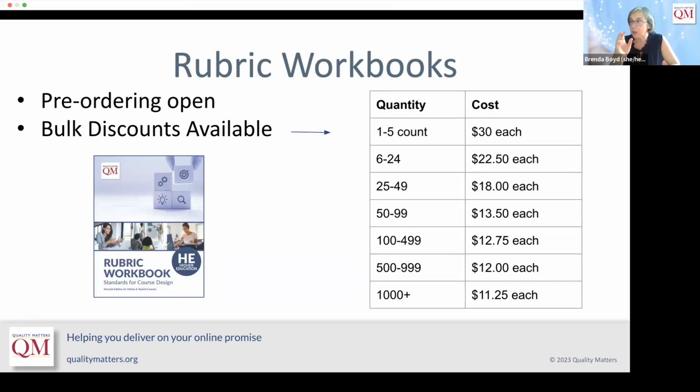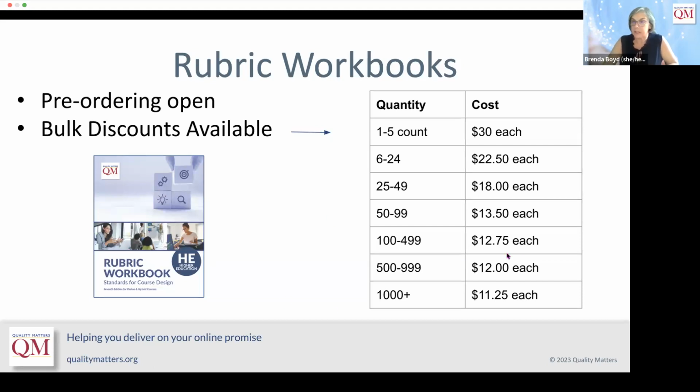So that's exciting news, right? And you're like, oh boy, that's more expensive, Brenda. What happened? Well, I can tell you there are 20 more pages of rubric goodness in this 7th edition rubric workbook. So you're going to get a lot more rubric, and that's because of the work of the rubric committee. They have really done a great job of adding lots of examples you'll be able to use.